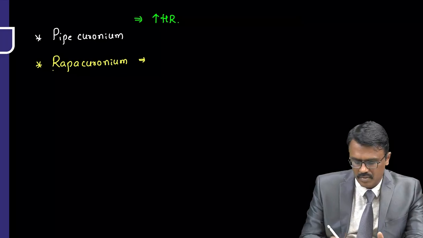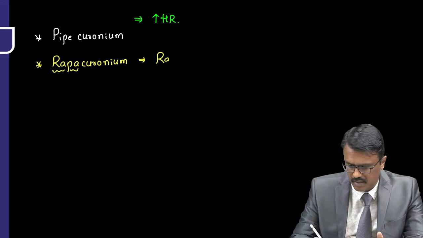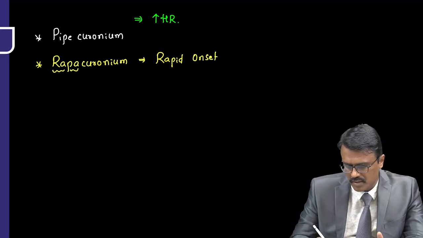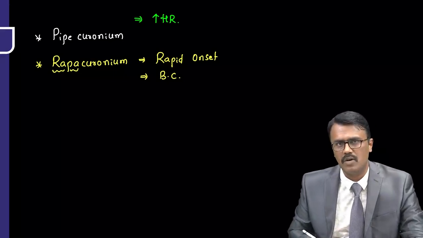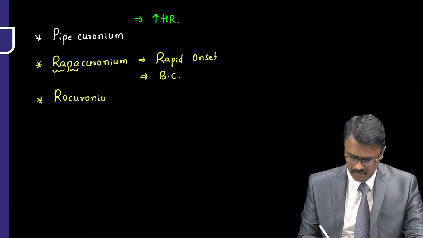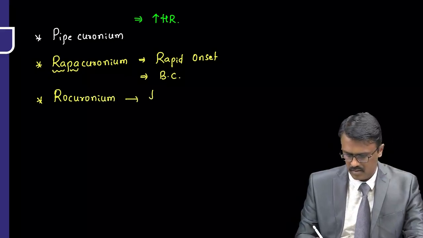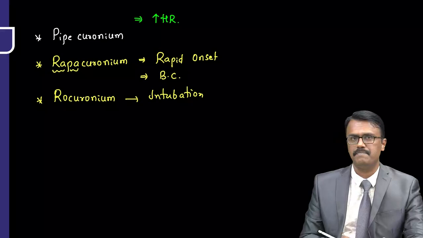Rapacuronium, the name itself is telling you rapid. So it has rapid onset of action. One time it was preferred for intubation, but nowadays it is not used because it causes bronchoconstriction. So the problem we faced by that is bronchoconstriction. Then what we are using is rocuronium. It is now used for intubation and it doesn't produce bronchospasm like that.